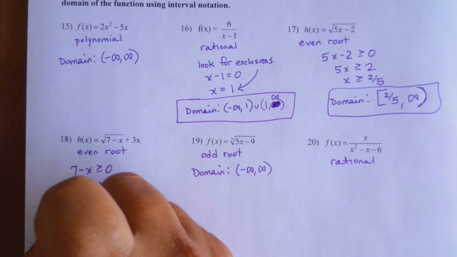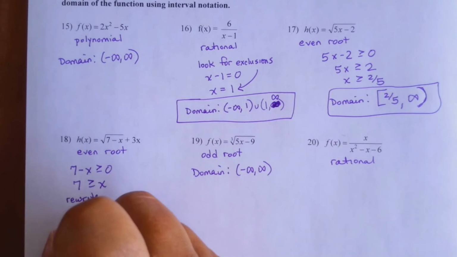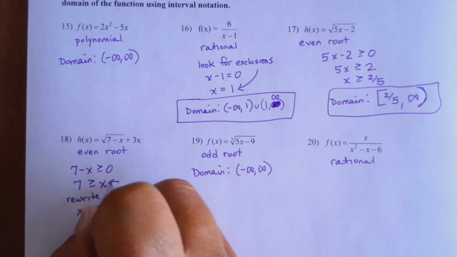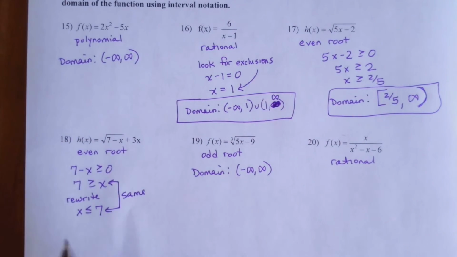So I'm going to just rewrite it just so you can see this, because this is a very common mistake. x is less than or equal to 7. So I want you to see that these are the same, right? Look at the opening. The bigger part of that inequality is facing the 7. So when you read this out loud to yourself, 7 is greater than or equal to x, that's the same thing as x is less than or equal to 7.